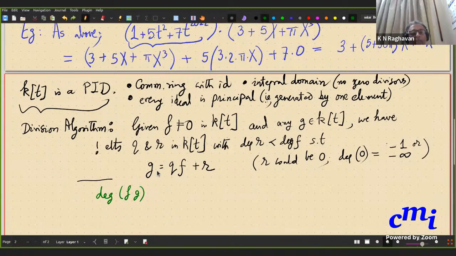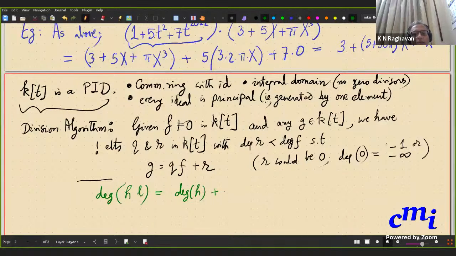Of course, F and G have been used above. Let me use something else. Let's say H and L. So H and L are polynomials with coefficients in a field, the underlying field K. So what will be the degree of the product? It's going to be the degree of H plus the degree of L, right?